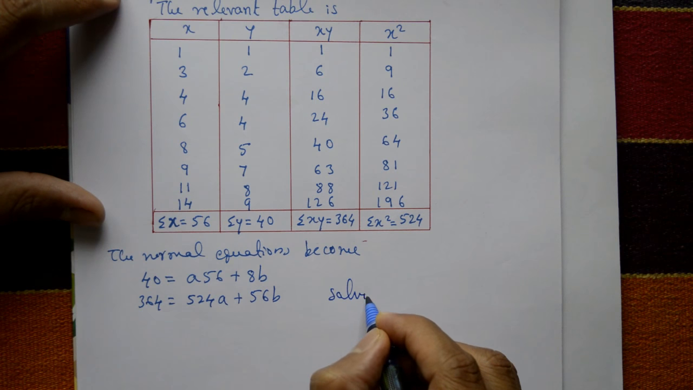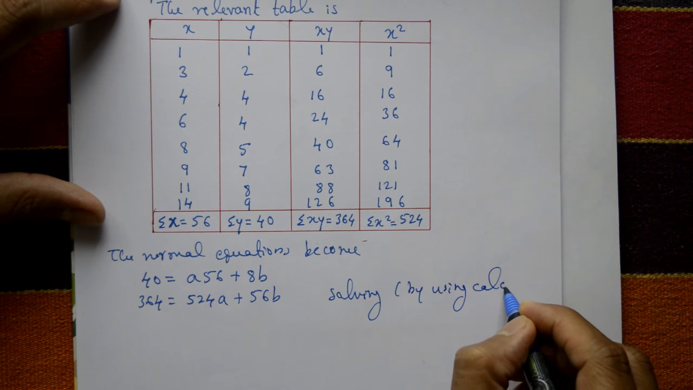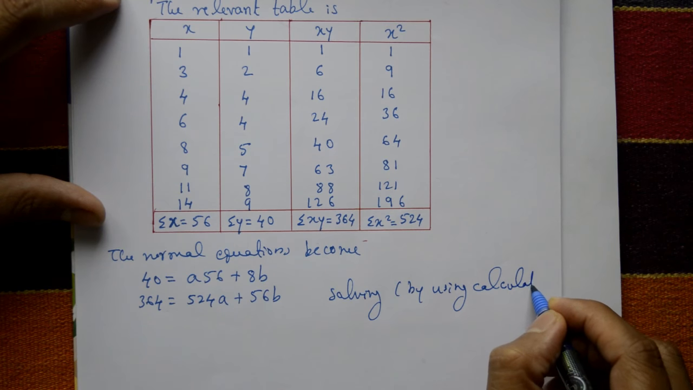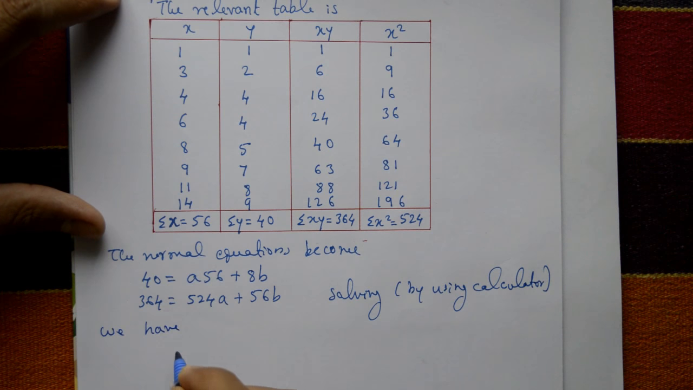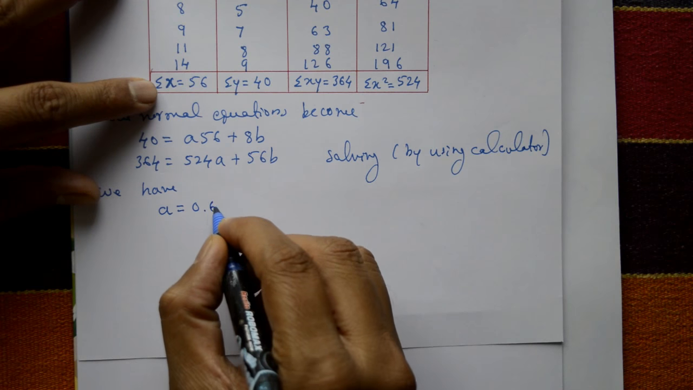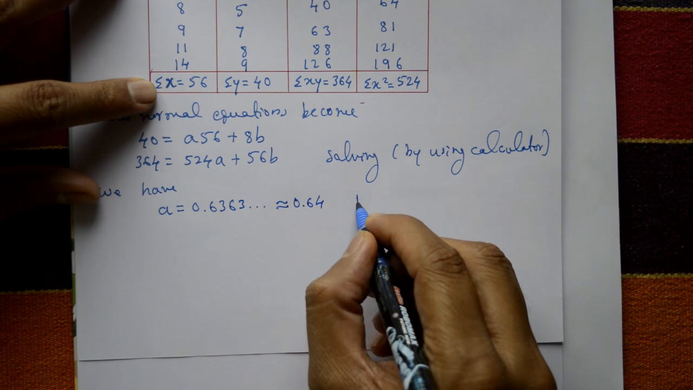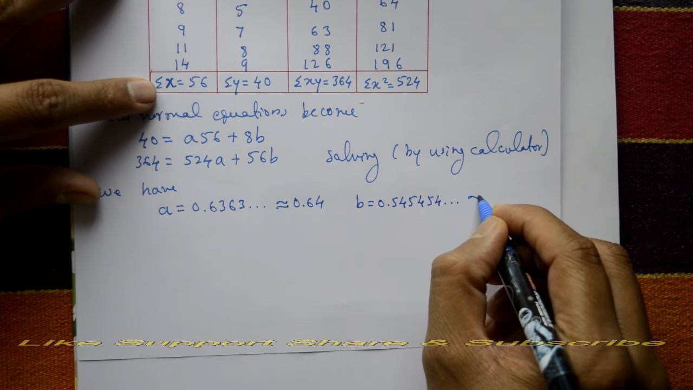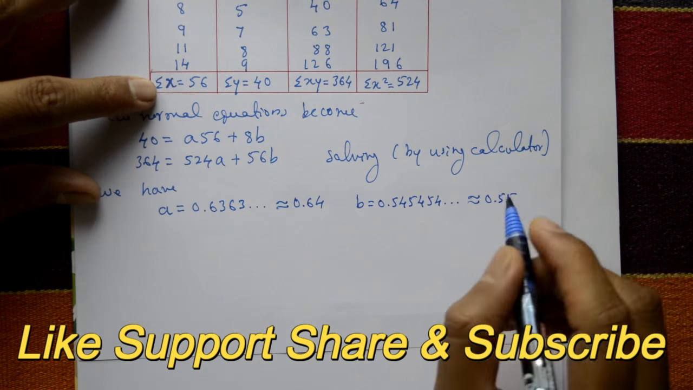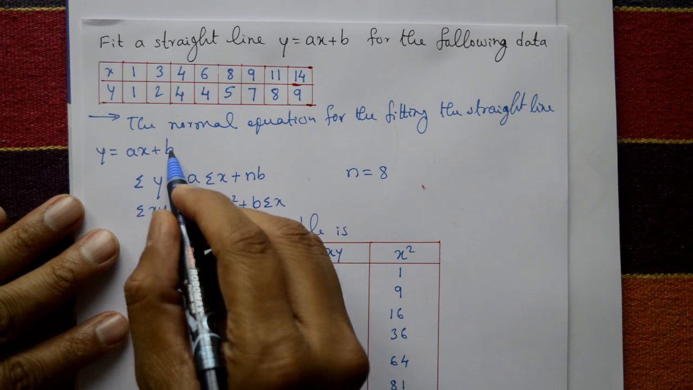Now solving using a calculator, we have a = 0.636363 and so on, approximately 0.64, and b = 0.545454, approximately 0.55.